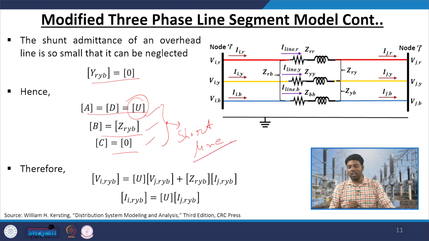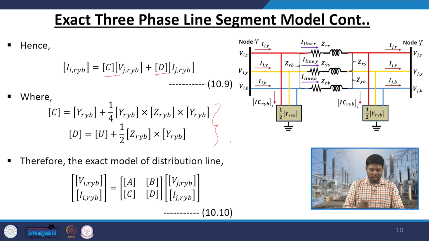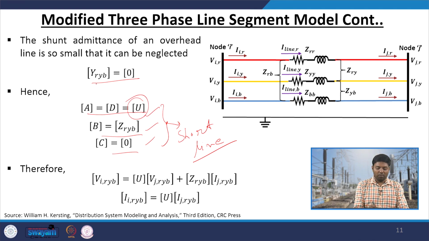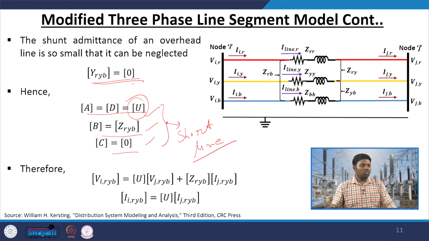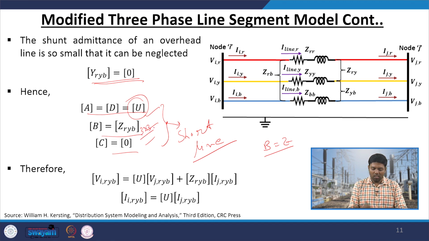This is actually a short line. So, we have come from a medium line equivalent and we derived, if we neglect this shunt component, we came to a transmission network short line component. The only difference is that there your B matrix is a Z value, which is a balanced quantity. Here it is a 3 cross 3 matrix, only this is the difference.